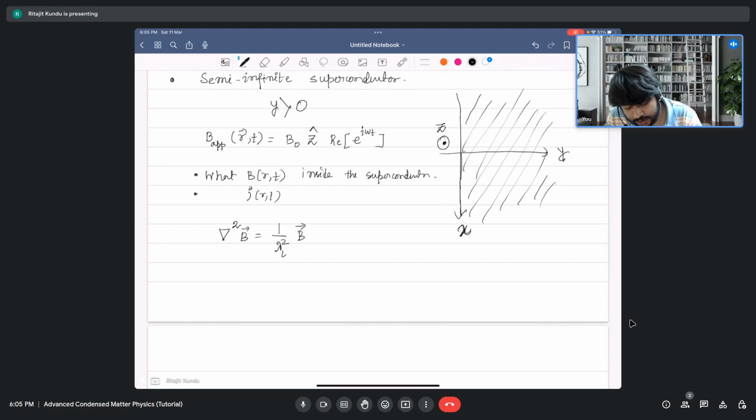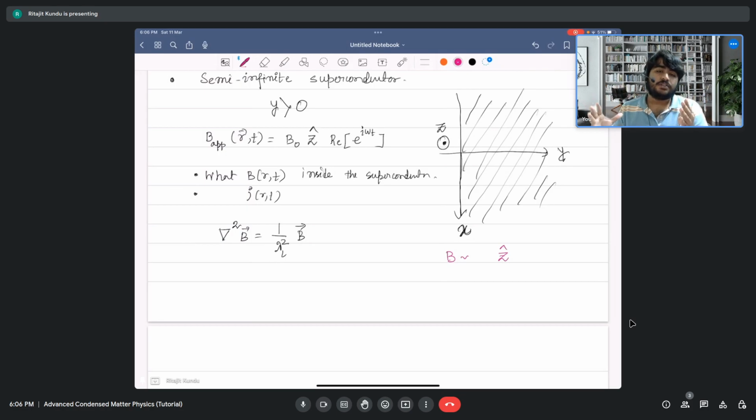Here we see that the magnetic field is applied in the z direction. So whatever magnetic field gets induced inside the superconductor should also be in the z direction. The sample is infinite in the z direction, and it is also infinite in the x direction. So we are asking the question, how does it decay along the y axis, where it has one of the surfaces.